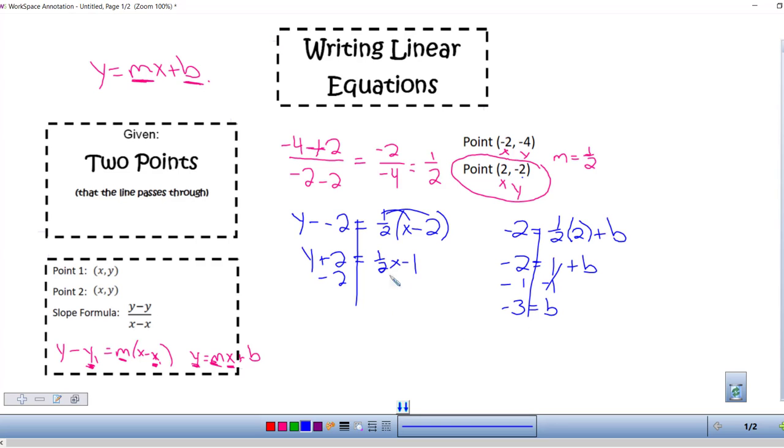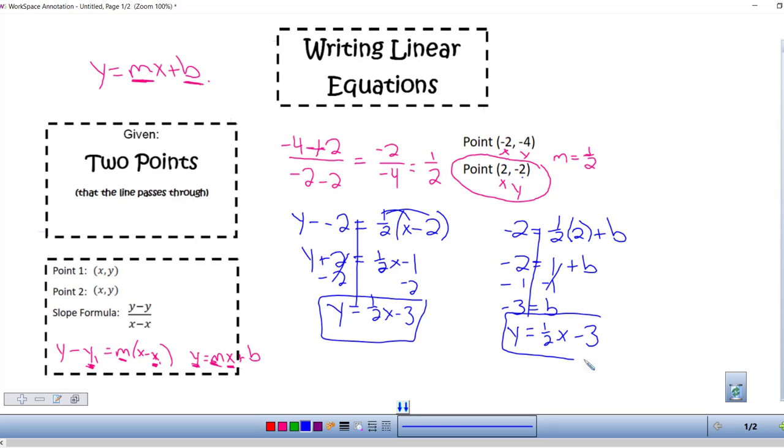Here I'm going to subtract 2 to get y equals, and I get y equals 1/2 x minus 3, which is the same thing I would get here with one more step. Our m is 1/2, and our b is -3. Same answer, 2 different methods to use.